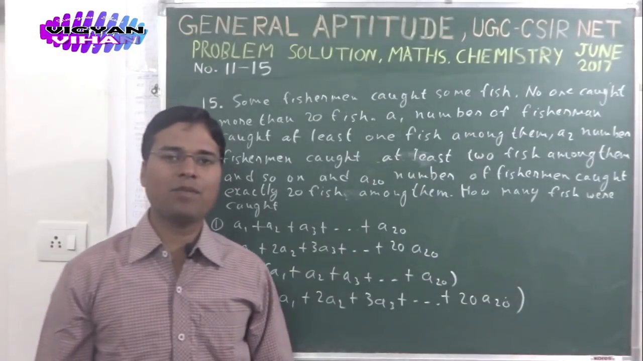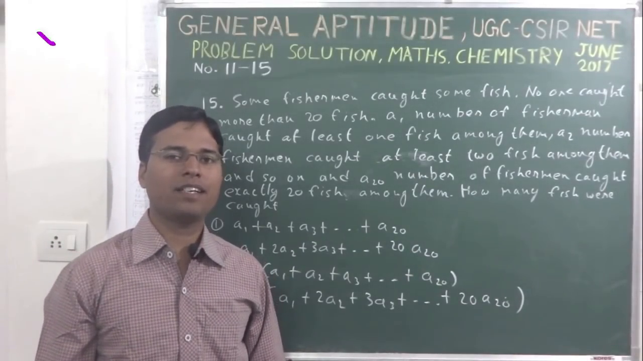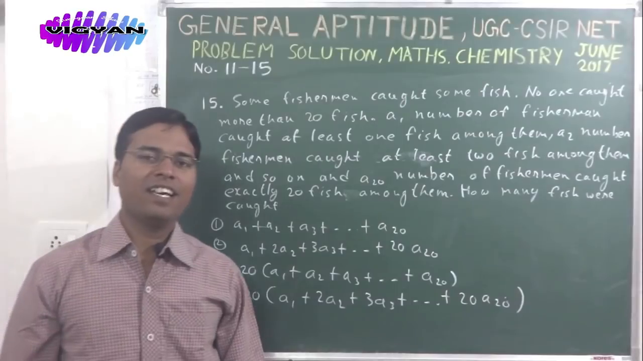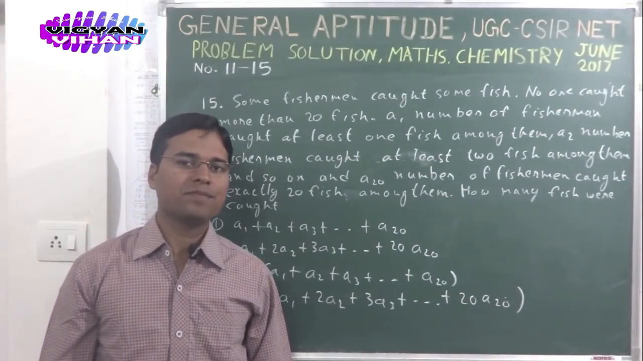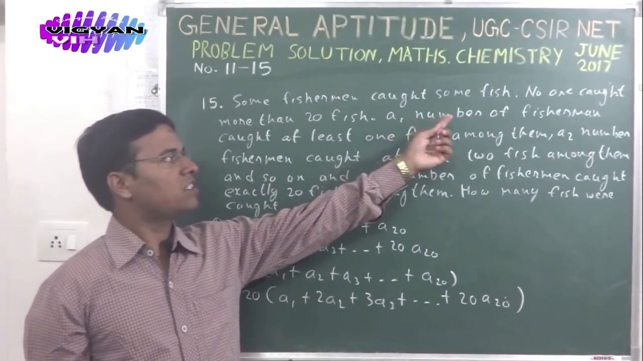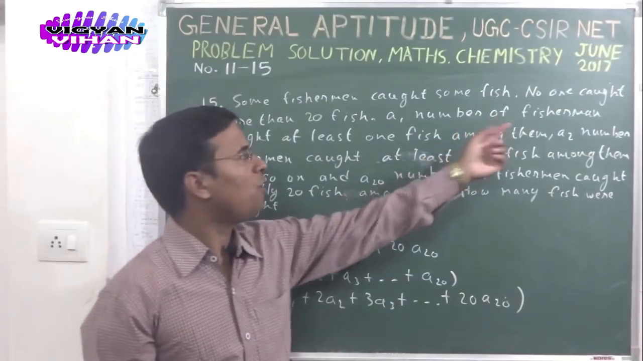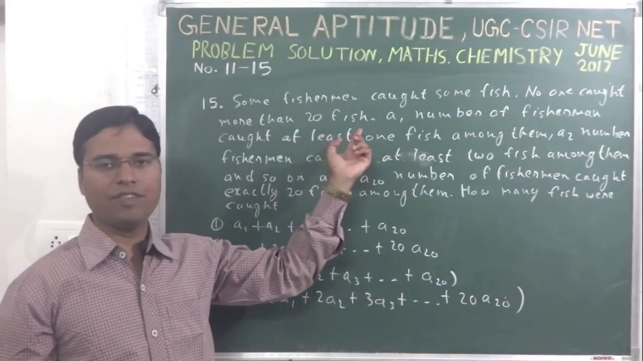Friends, here is the last problem of this episode, problem number 15. In this problem, some fishermen caught some fish. No one caught more than 20 fish.